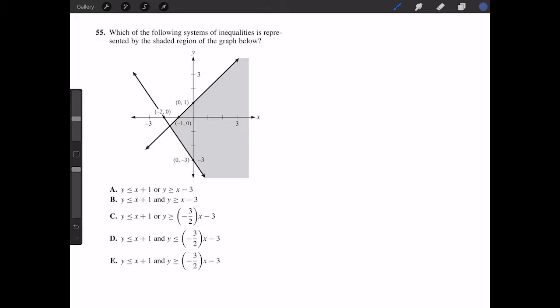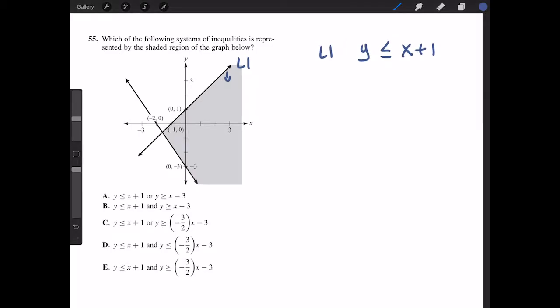Okay, so to recap, we have line 1 over here, and line 1 was y is less than or equal to x plus 1 because the shaded region lies below line 1, and the equal symbol because it's solid. Then for line 2, we know that line 2's equation is y greater than, because the shaded region lies above it, so greater than or equal to because it's solid. And then the equation, which is (negative 3/2)x minus 3.